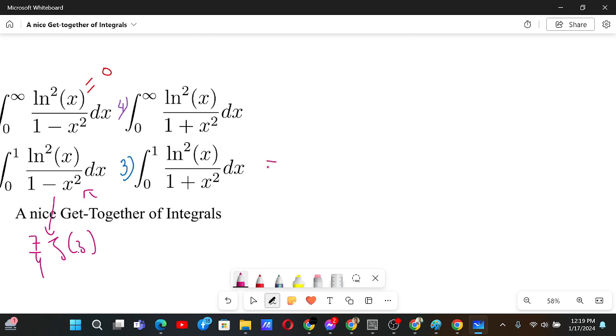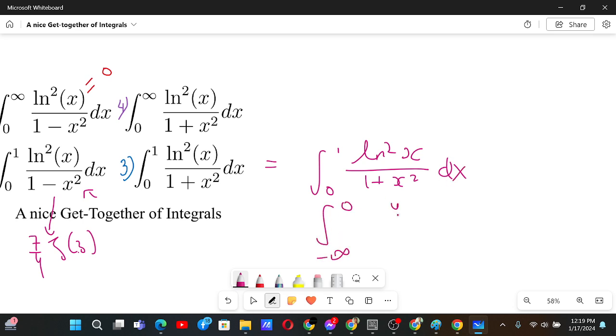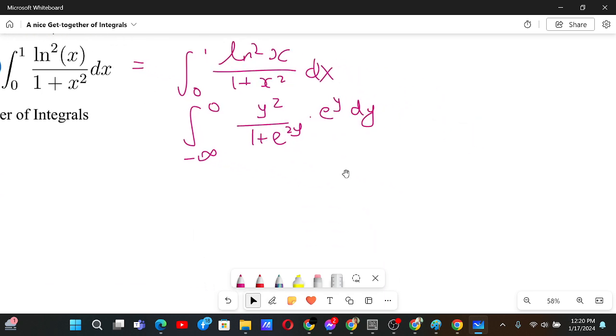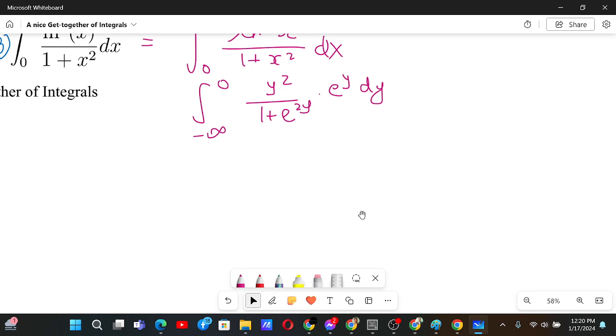Others are somewhat easier. So we have the integral from 0 to 1 of ln square x by 1 plus x square dx. Now the first thing is, as usual, this will be the integral from minus infinity to 0 of y square by 1 plus e to the power 2y, times e to the power y dy. After this, now what can we do after this? Okay, so again, this will not be a gamma function or something like that that we did previously. Now we have to use some other approach.